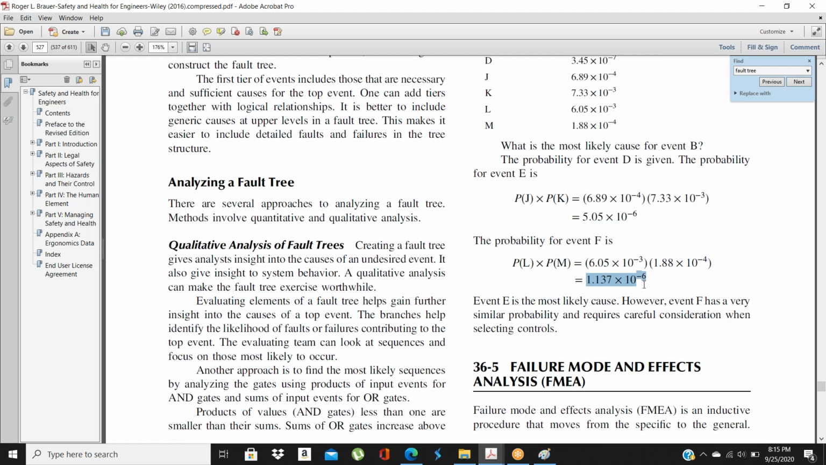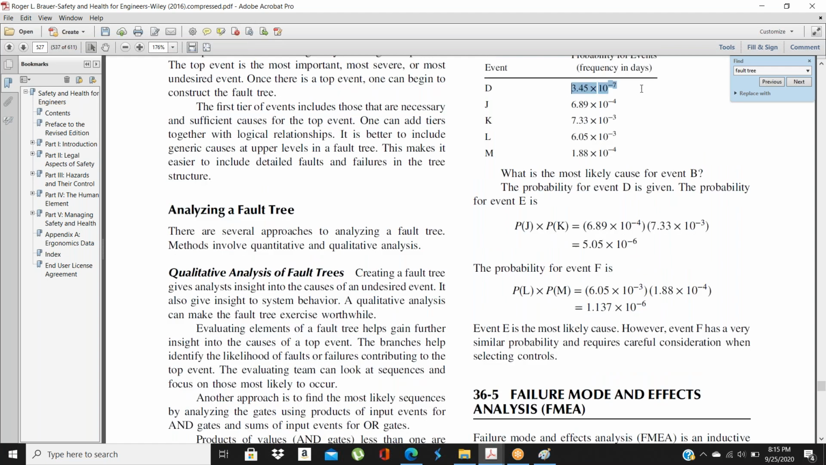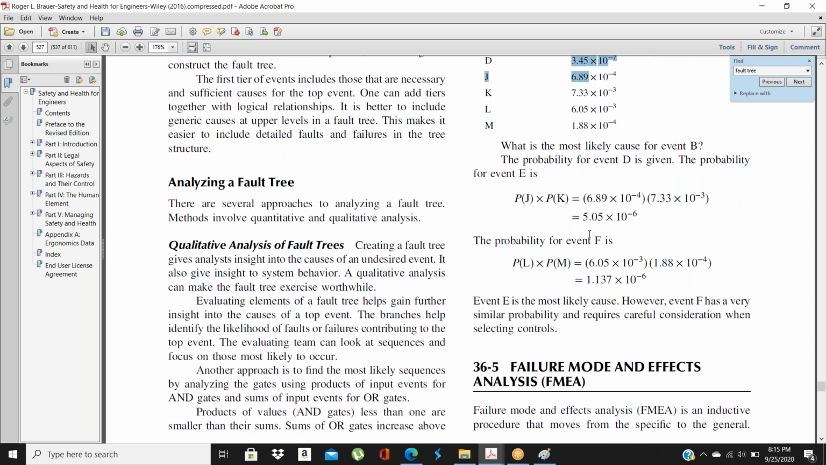Actually, 10 raised to the power minus 7 is less, so we will exclude this. We need to look at the other two. Now we need to decide between these two: where is the probability high?